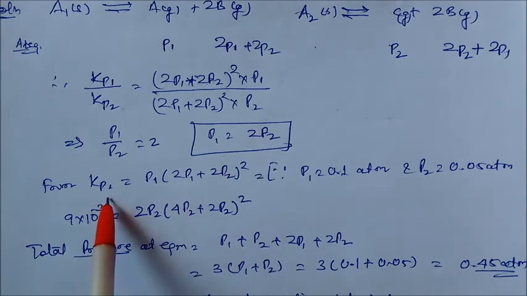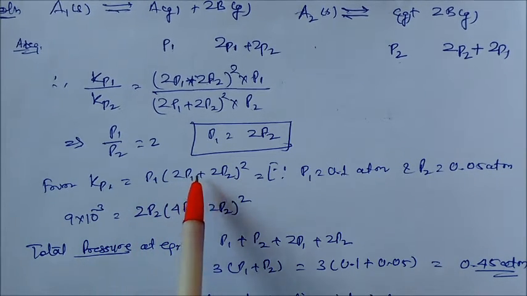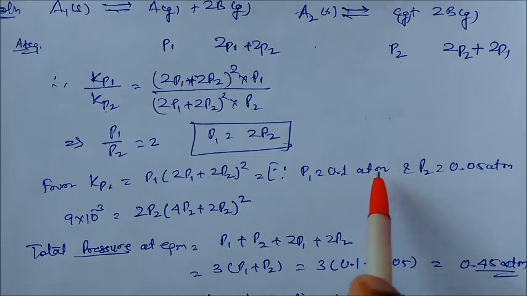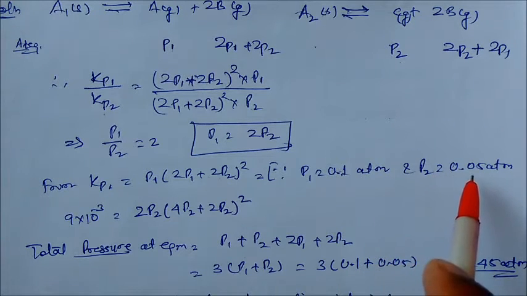Now Kp1 equals P1 into (2P1 plus 2P2) whole square. And P1 is given as how much? 0.1 atmosphere, and P2 is given as how much? 0.05 atmosphere.